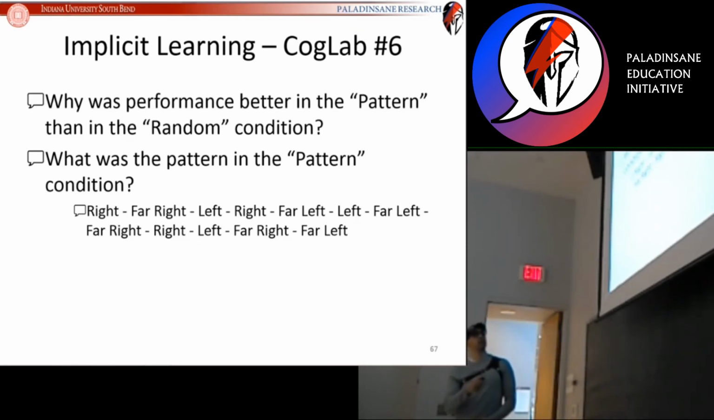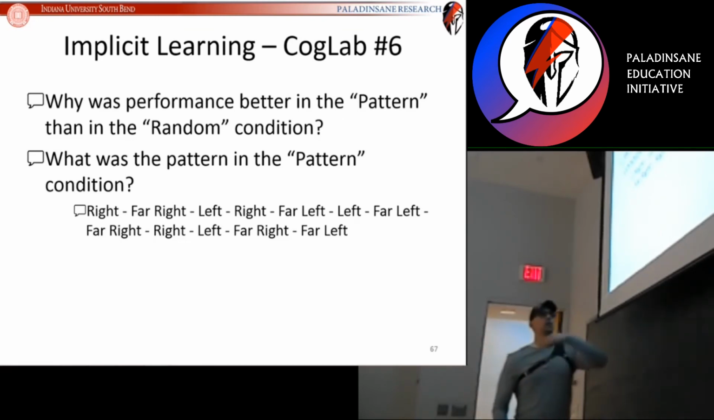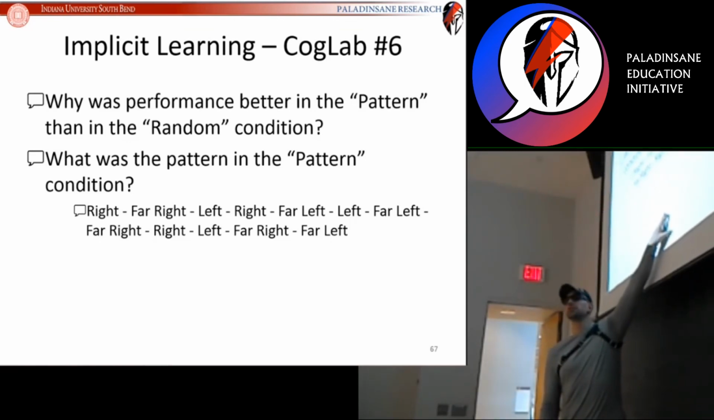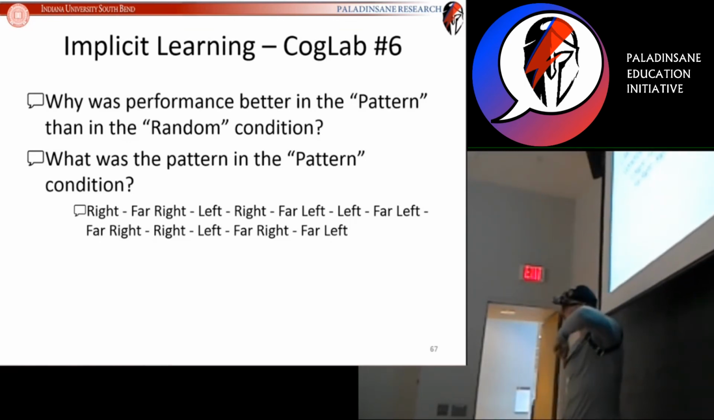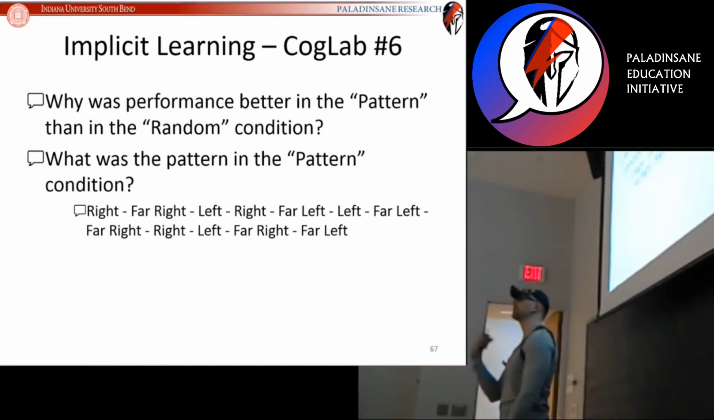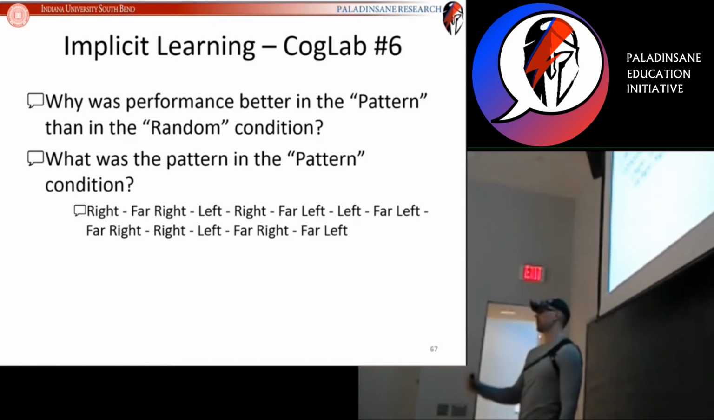So the fact that nobody ever guesses this, again, is very strong evidence that you were explicitly unaware of this. You had no explicit memory for this, but it affected your behavior. It affected your reaction times, which means that you had implicit memory for that pattern.